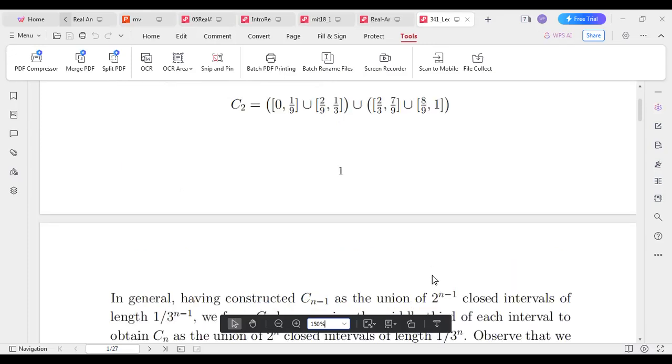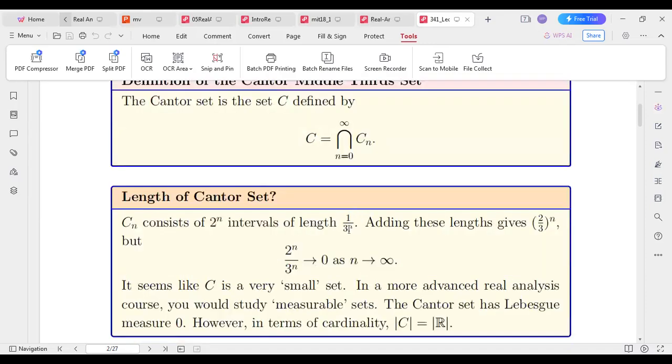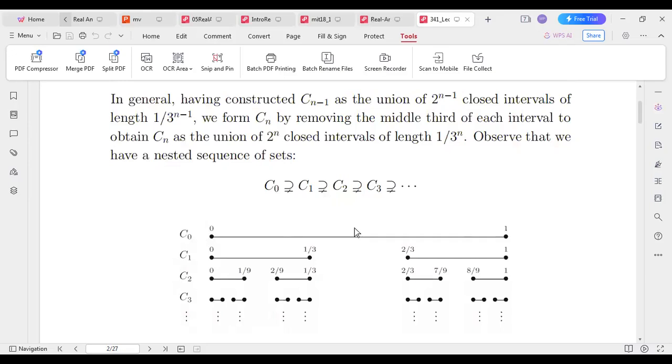So in this way, what will the length be? The interval length will be 1 by 3 to the power n. Because if n equals 0, then one closed interval, and 1 by 3 to the power 0 means 1 by 1, so the length will be 1. If n equals 1, then 2 to the power 1 means two closed intervals, each of length 1 by 3 to the power 1, that means 1 by 3. Actually, C1 has length 1 by 3.